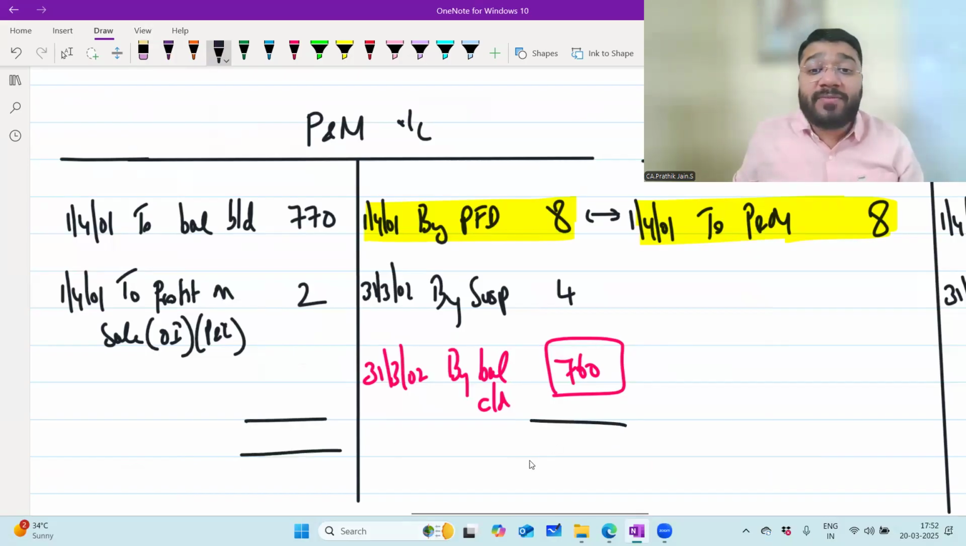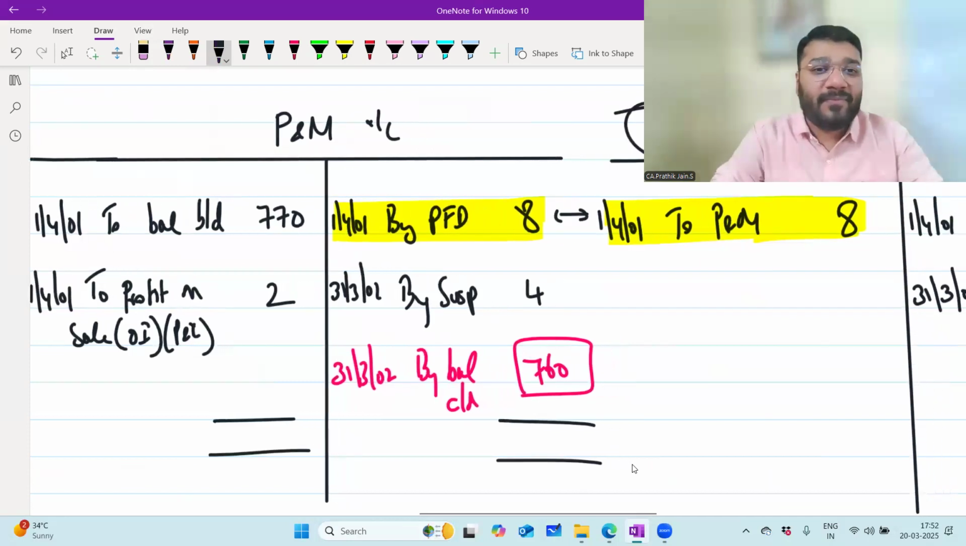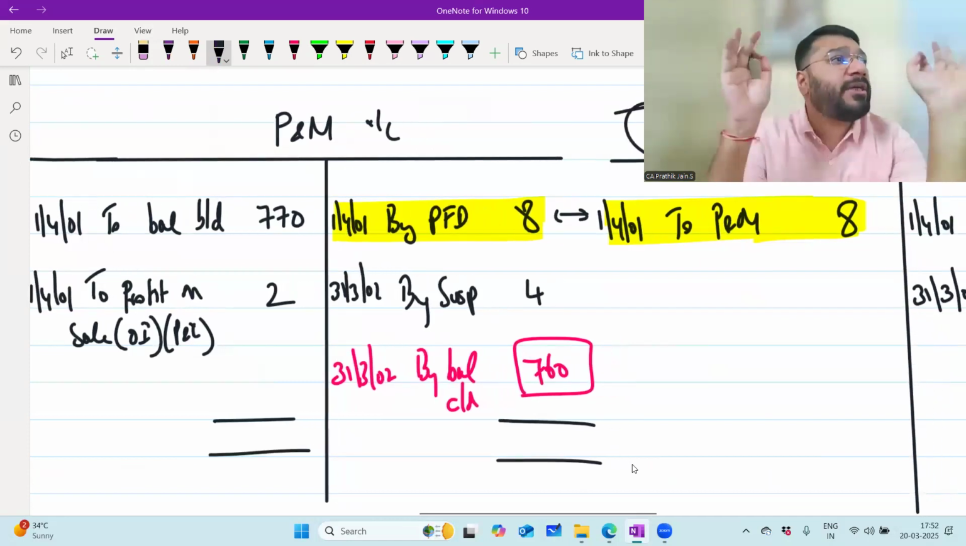How many questions like this have we worked out in the CA Foundation? How many questions? P&M is sorted, boss. Plant and machinery ledger is sorted.